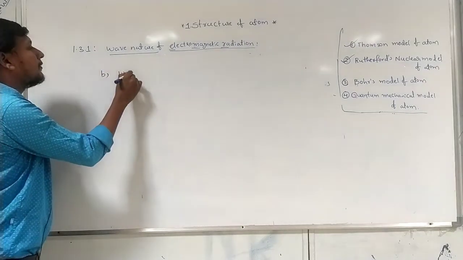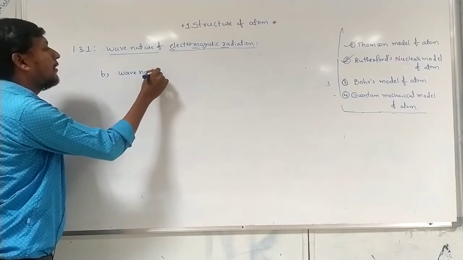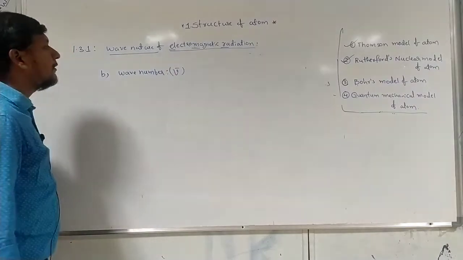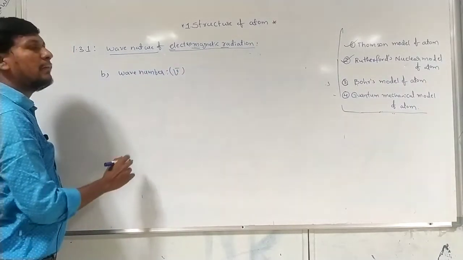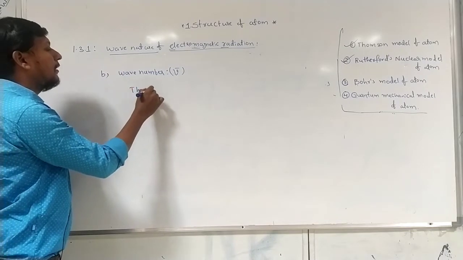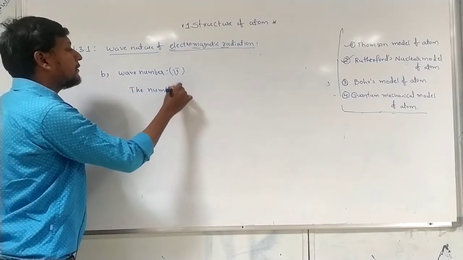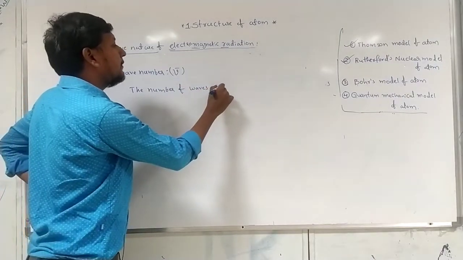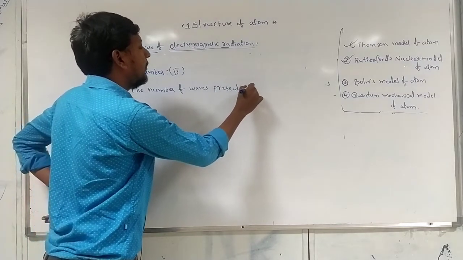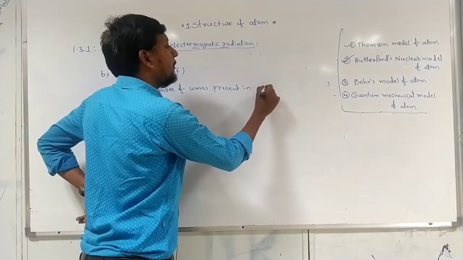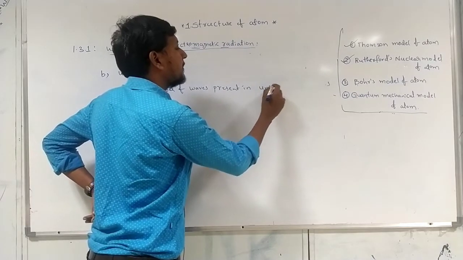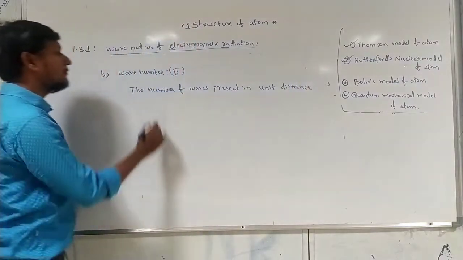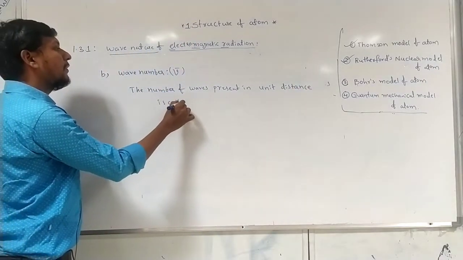Wave number, denoted with nu bar. What is called a wave number? The number of waves present in unit distance, one unit distance, is called wave number.